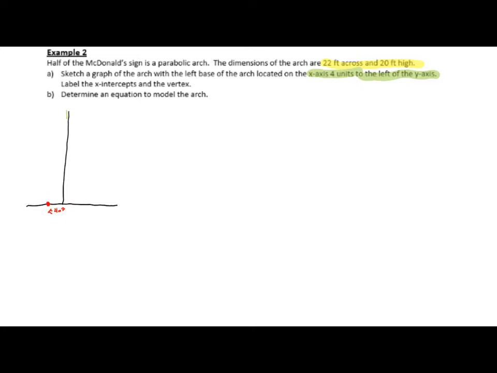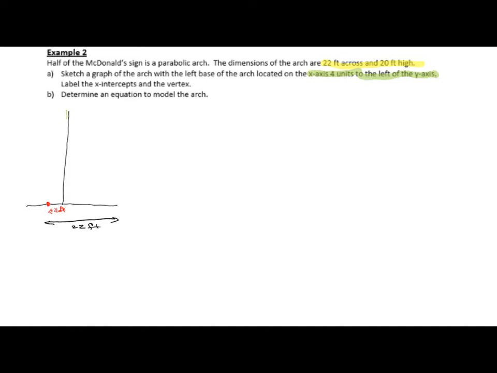Now, we also have to make note of the fact that at the beginning of the problem set, the person said that the total arc was 22 feet across, right? So if we've used 4 feet of the 22 feet, that means that we have something that looks like this going all the way across, and this is 22 feet. And this should also say feet here.